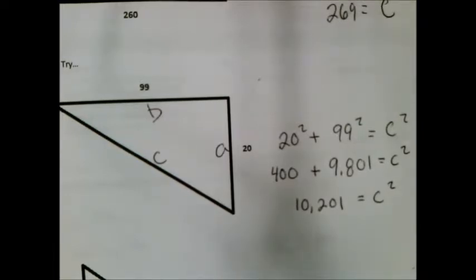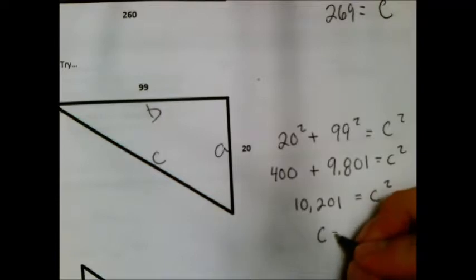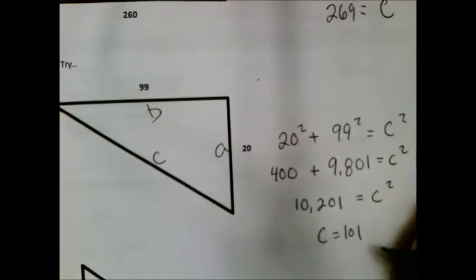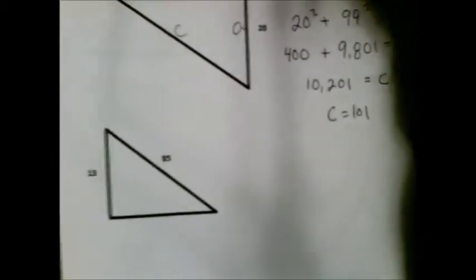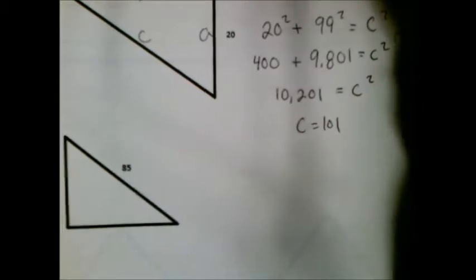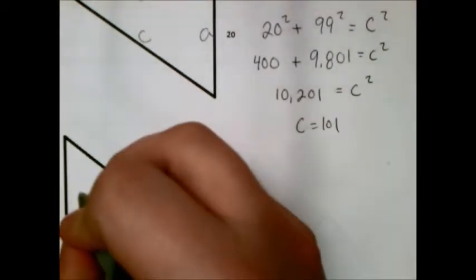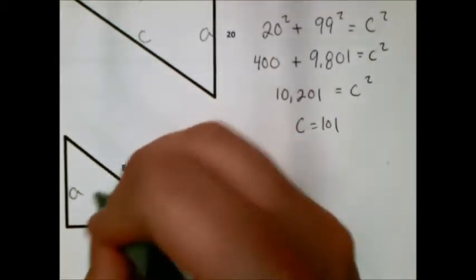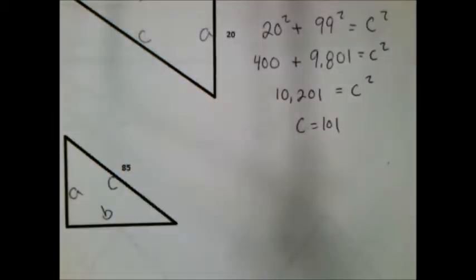And then we're going to square root that. 10,201 square rooted is C equals 101. Now the next one. We have our third side, so this one's going to be the A, this one's going to be the B, and this is going to be our C.